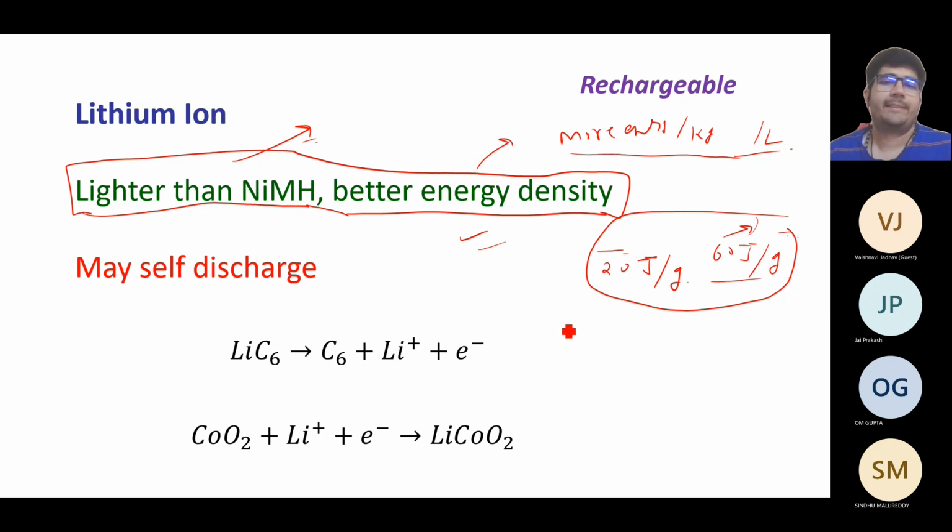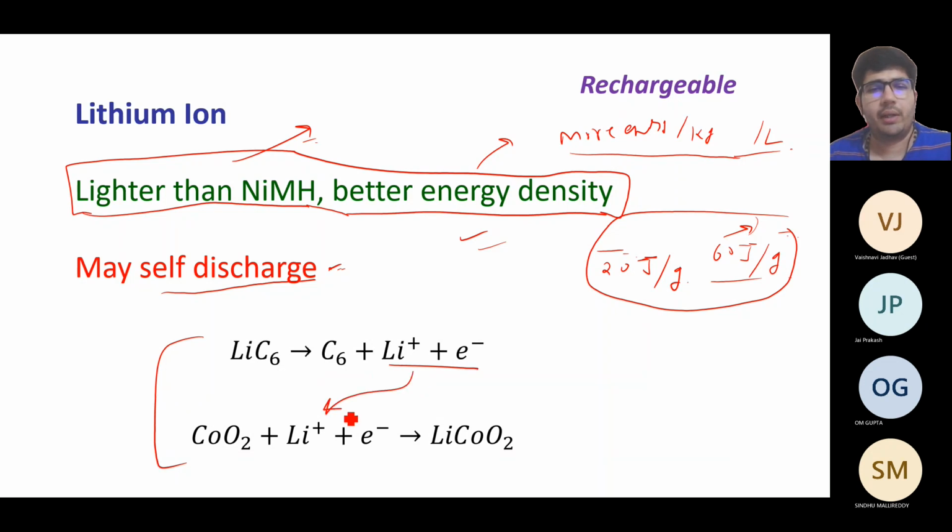The disadvantage is self discharge. Self discharge is there with time. So these are again reactions: LiC6 gives Li plus plus electron. Then these again take part in the half cell reactions and convert into LiCoO2. So the complete reaction will be LiC6 plus CoO2 giving LiCoO2.